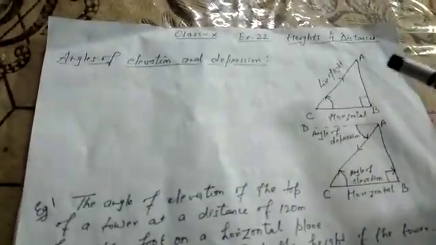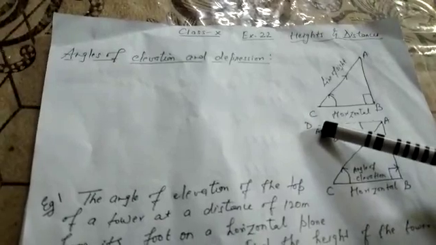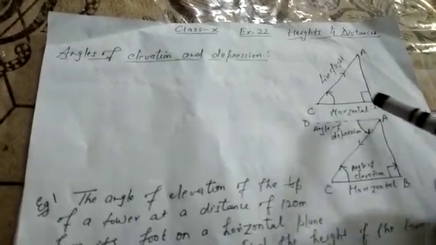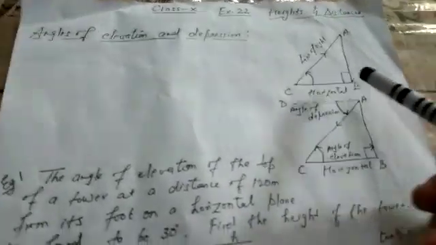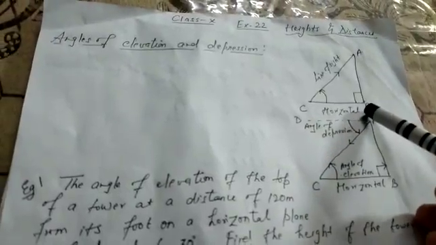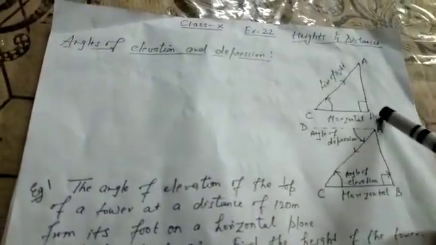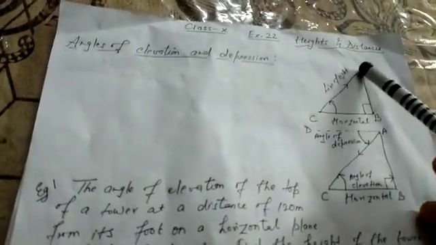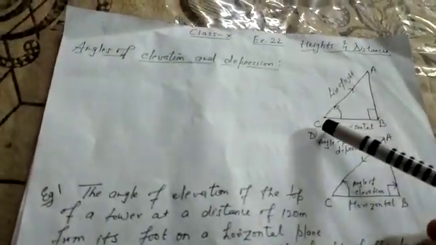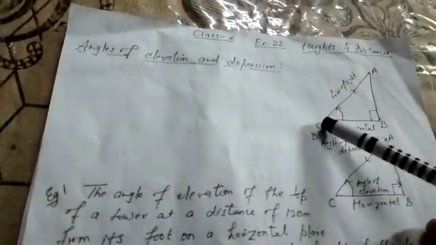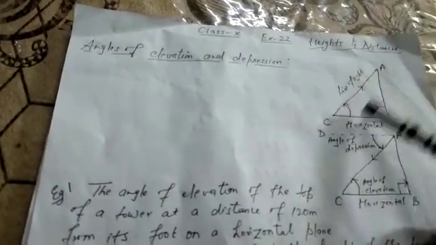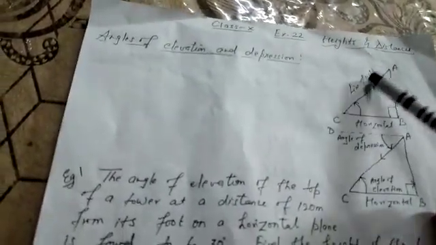In the first figure you can see a triangle ABC. In triangle ABC, BC is the ground, which is horizontal ground. AB is any height, and this is AC, or CA. Suppose a person is standing on point C and seeing the object A, so this line CA is called the line of sight.